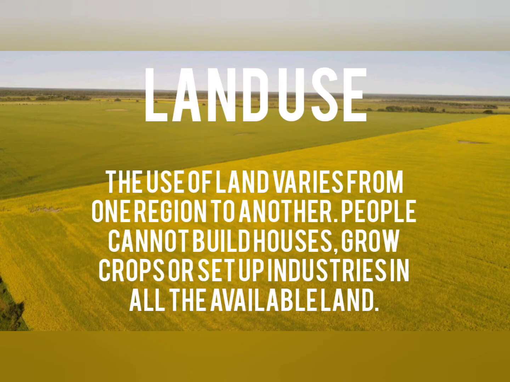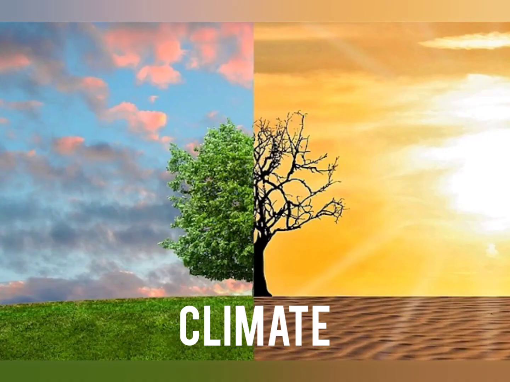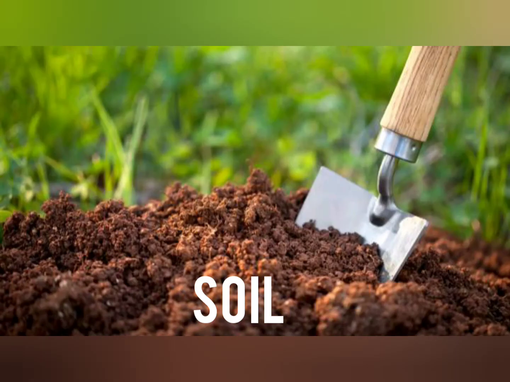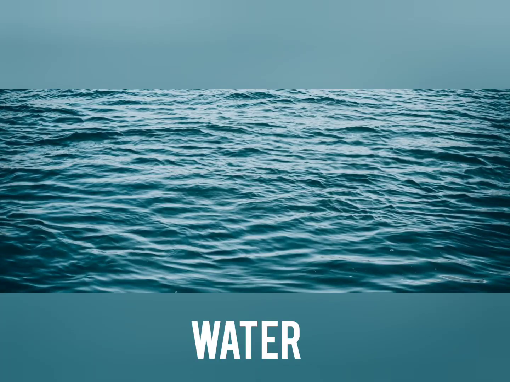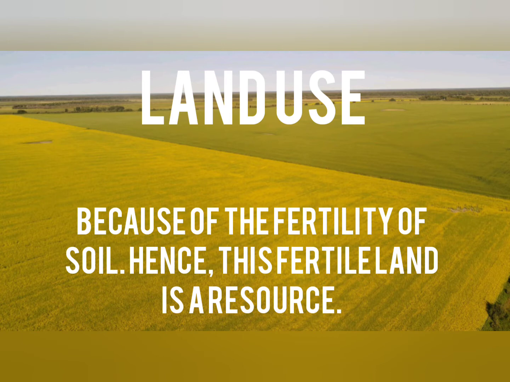Now, moving on to the next, we have land use. The use of land varies from one region to another. People cannot build houses, grow crops, or set up industries in all the available lands. The habitation and occupation depend on various factors such as climate, topography, soil, minerals, and water availability. The most populated lands are near river valleys or plains because of the fertility of soil. Hence, this fertile land is a resource.